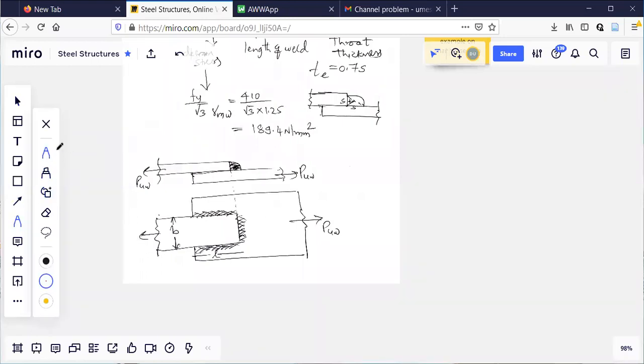Just observe this. Weld can be applied only here and not these two, or only this side as well as this side. So these are transverse and longitudinal welds. Anyway, you have to calculate the total length. This is L, means L plus B plus L. What is the total length here?